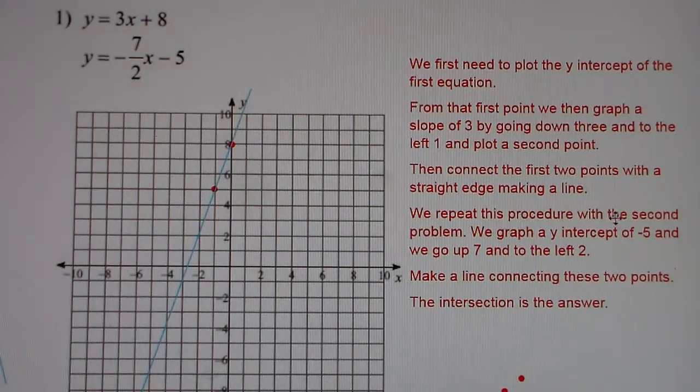Next, we repeat the procedure with the second problem. We graph the y-intercept of negative 5, because our y-intercept here is negative 5, so we go from the origin down to negative 5. We plot that point. Then we go up 7 to the left 2, so up 7 to the left 2, and we plot our next point. And we connect them.